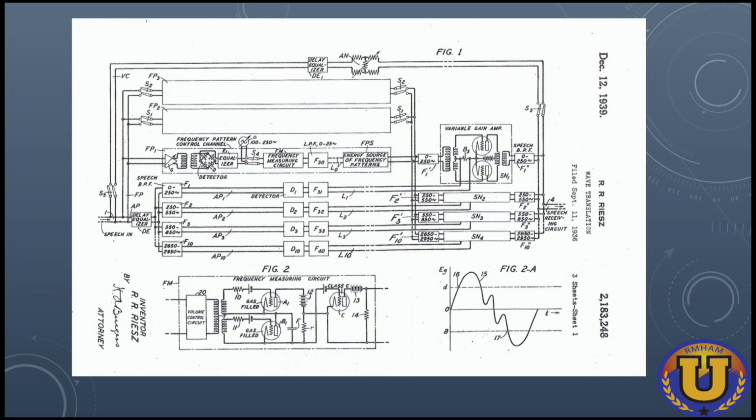And so this is what they did. This is the first one. This is a 1939 patent. I looked at a lot of patent documents. And so what they did, as you can see here, they got 0 to 230, 230 to 550. So they filtered this out, and each one of these is a separate signal.